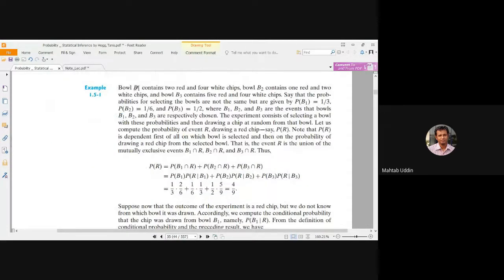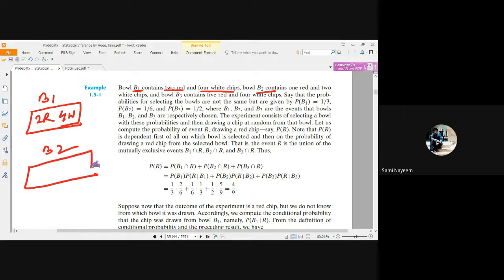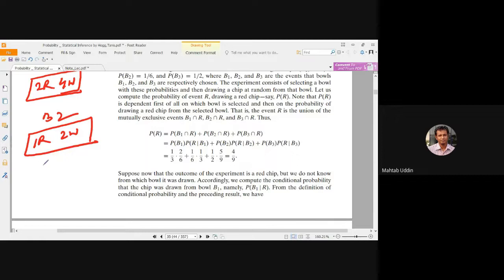The bowl B1 contains 2 red, 4 white chips. What in B1? Oh, 2 red, 4 white. Then in B2, what in B2? 1 red, 2 white. Then in B3, what is in B3?